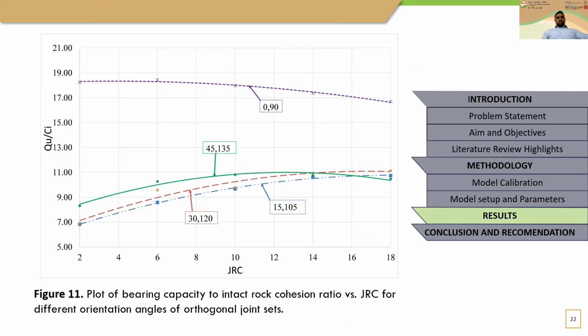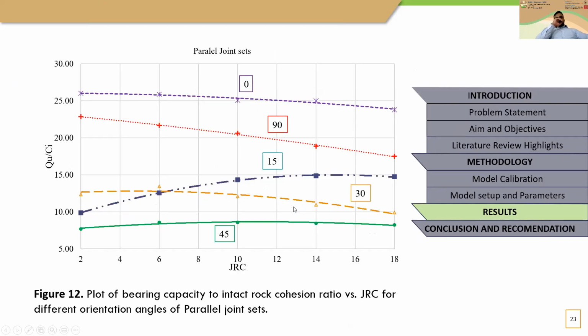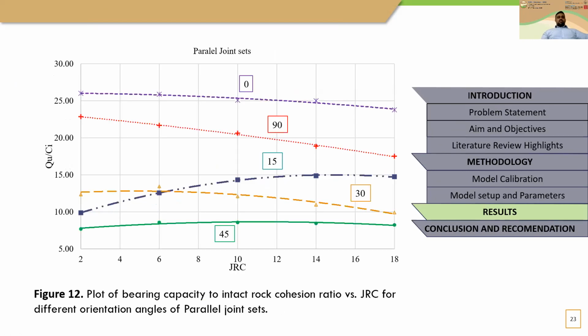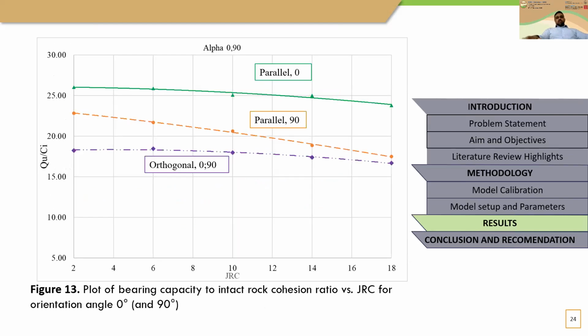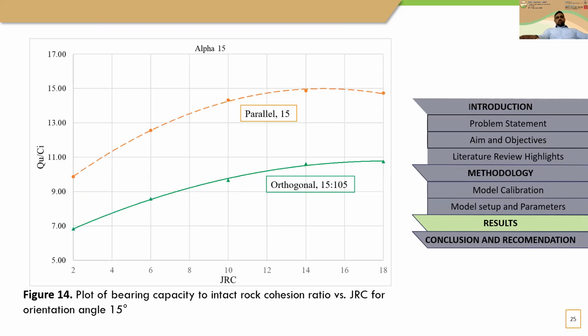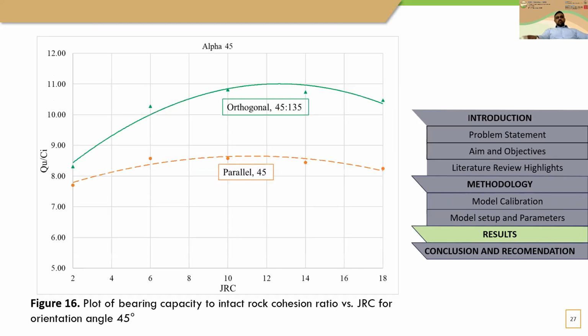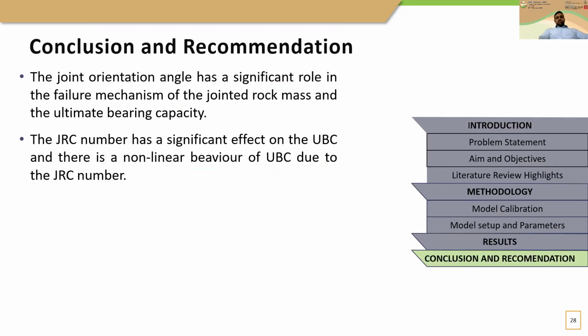This is the graphical representation for orthogonal joint sets, and this is the graphical representation for parallel joint sets. If you compare them one to one, the parallel joint sets will show a lower value. That is obvious because more joint sets means bigger failure planes. So you can see that throughout, these are different for orthogonal and parallel joint sets. Only in this case, 30 and 20 overlap. But in general, we can see that at 45 degrees, orthogonal joint sets are higher than the parallel joint sets.